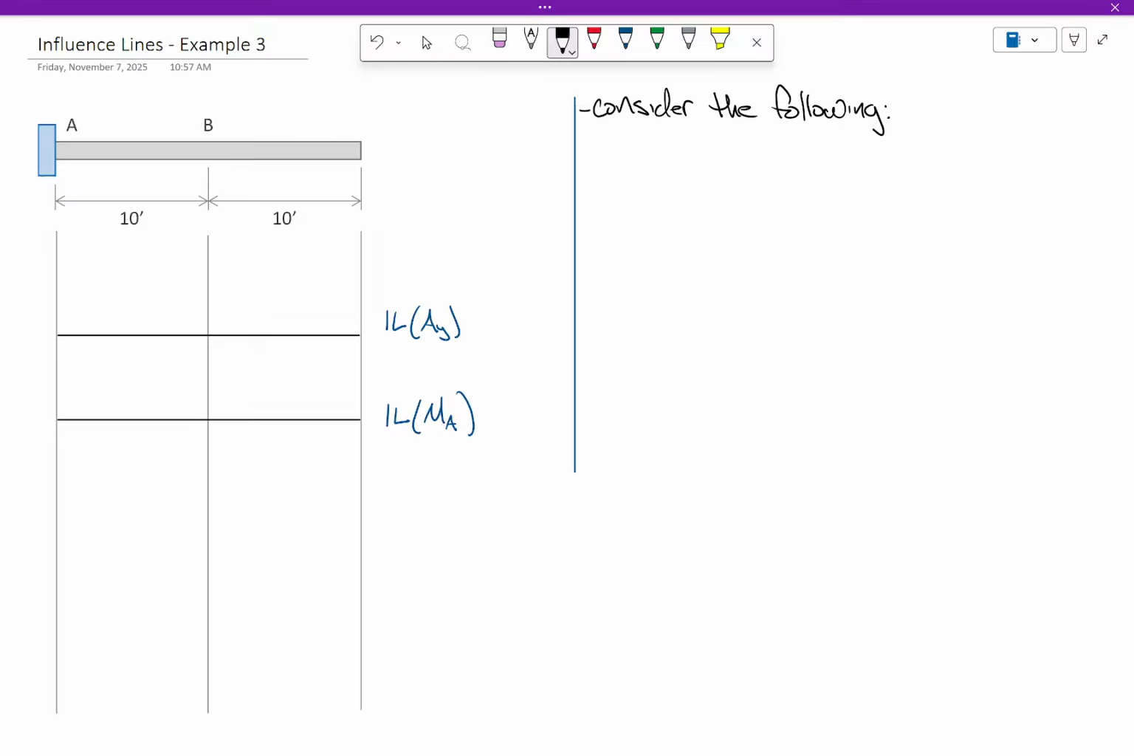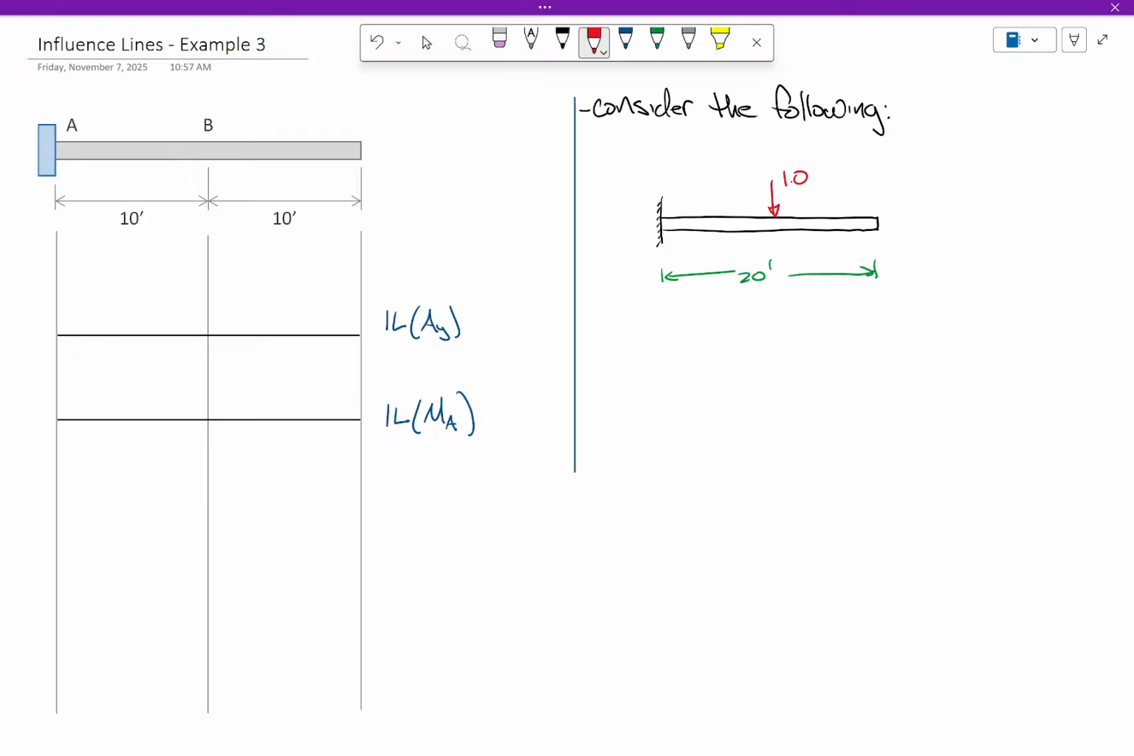Let's consider the following. All right. Let's say we have our fixed support. Here's our beam. It's 20 foot long. All right, let me move this down. All right. And I'm going to place a load right here. I was very scientific about where I placed that load along the span, wasn't I? I just put it somewhere.